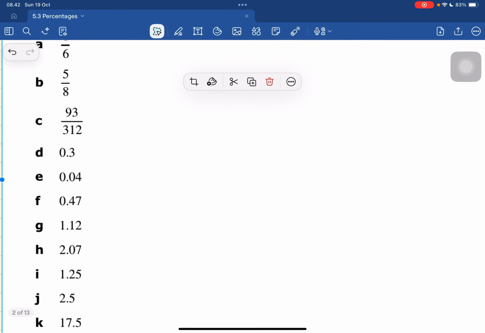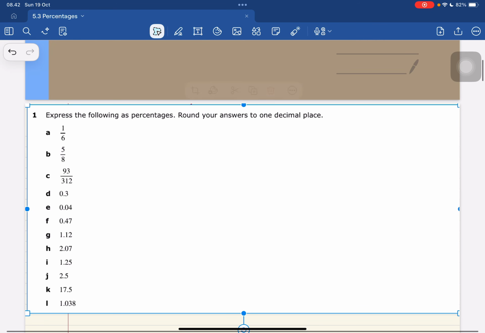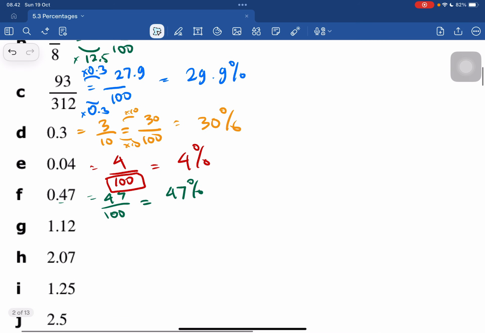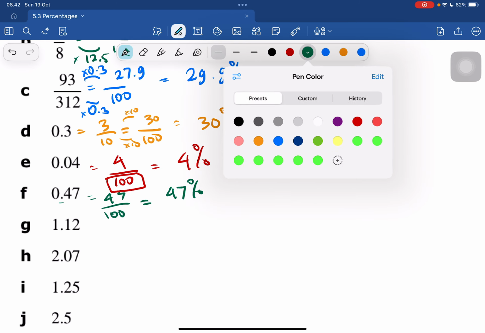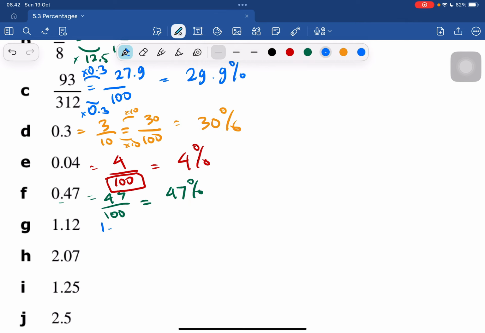Next, 1.12, so that means 112 over 100. So it's already over 100, so this is 112%. Next, this is 207 over 100, which is 207%. This is 125 over 100, so this is 125%.